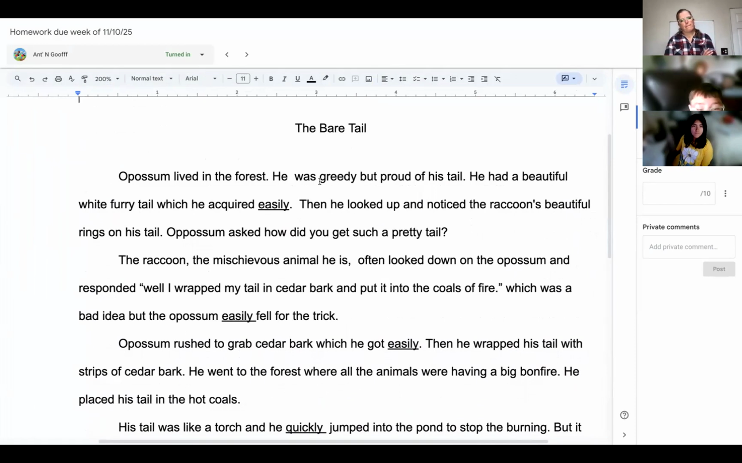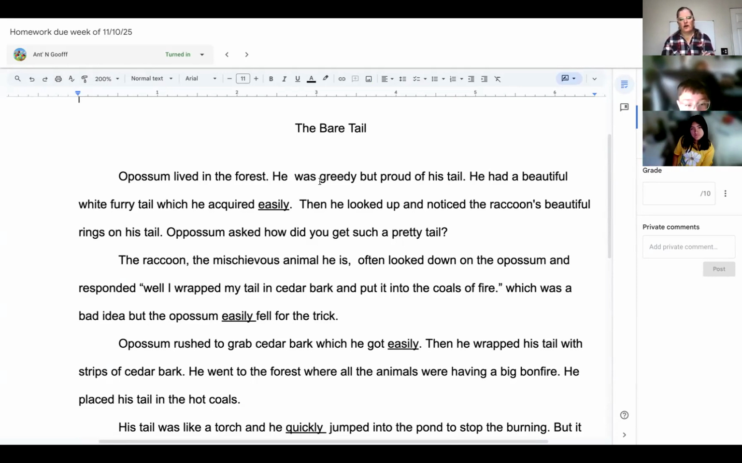Opossum lived in the forest. He was greedy but proud of his tail. He had a beautiful white furry tail which he acquired easily. Then he looked up and noticed the raccoon's beautiful rings on his tail. Opossum asked, "How did you get such a pretty tail?" Nice. Wow, you've got some great words in there. Very good, Anthony. Woohoo. Give him a little clap in the camera. There we go. I really like that paragraph.